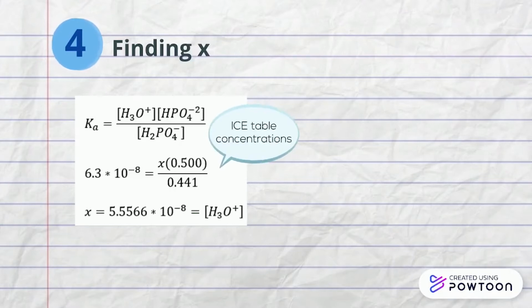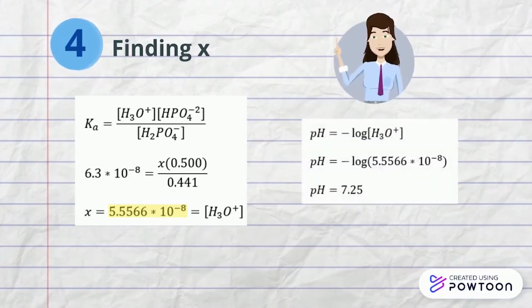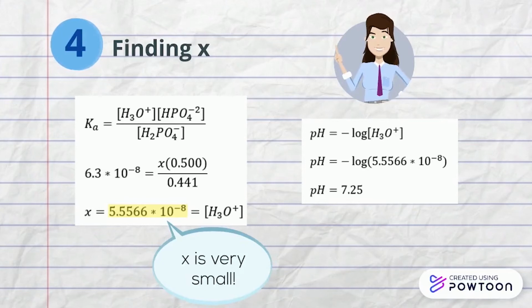This gives us an x value of 5.5566 times 10 to the negative 8, which is the hydronium concentration of the solution. From here, we know that pH is equal to the negative log of the hydronium concentration, so we can use this to do our final calculation. As we can see, x did end up being very small, and that means our earlier assumption was justified. With that said, we have our final pH of 7.25.